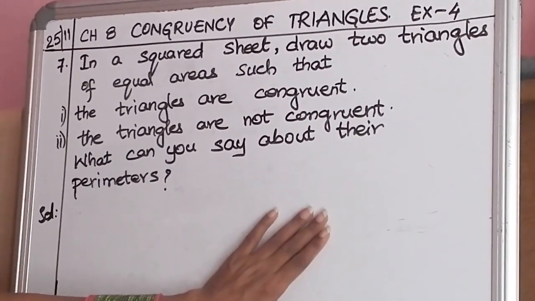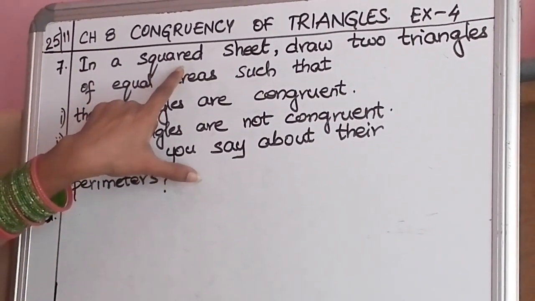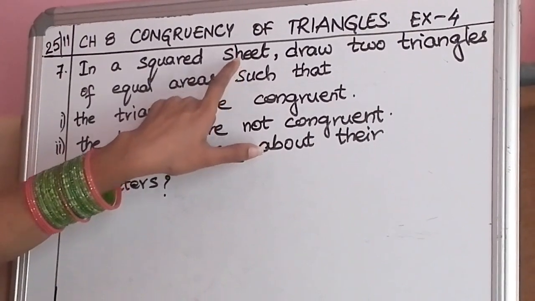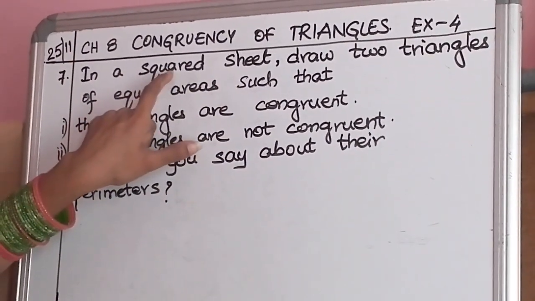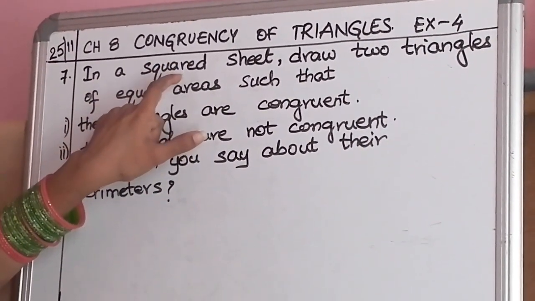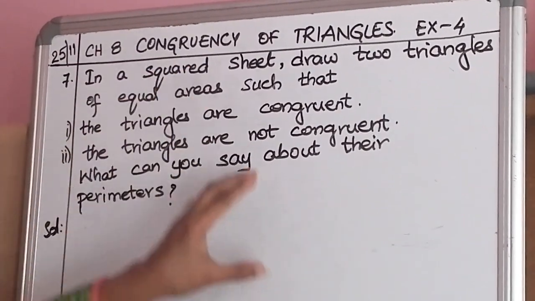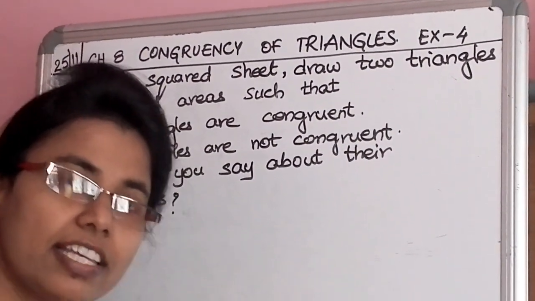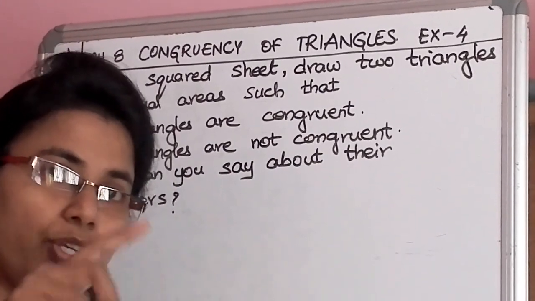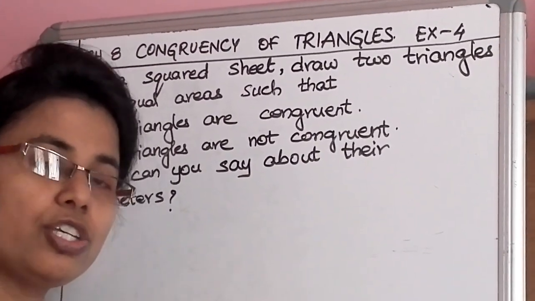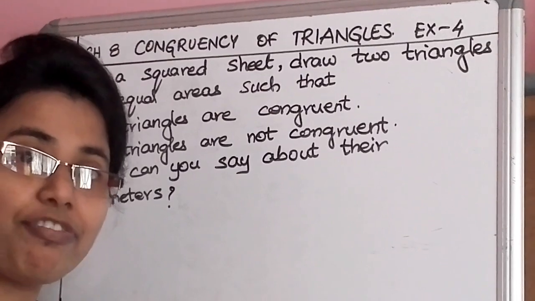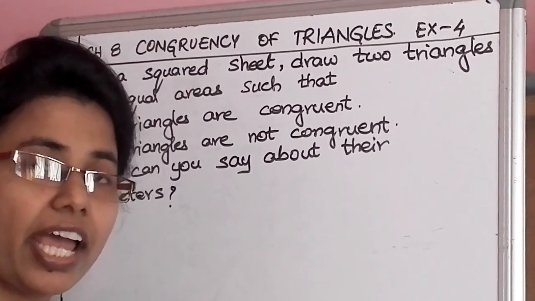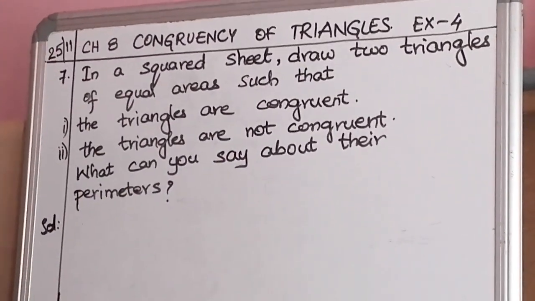So first of all, what is it? We have to use a squared sheet. Square means what? All sides are equal. And when all sides are equal, you know that in a graph paper, each square is a squared sheet. So we are going to use the graph paper to draw the figures.